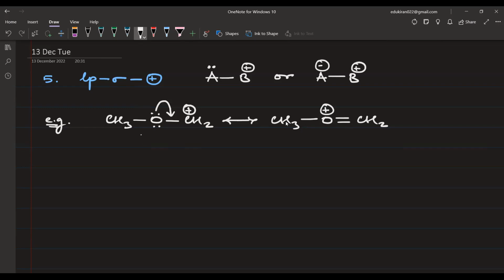So these are the two resonating structures, and the resonance hybrid that you're going to get is CH3 single bond oxygen, single bond CH2. There is a partial double bond character between oxygen and CH2, and both of these are having delta positive charge. Oxygen is neutral, oxygen is positive, carbon is positive, carbon is neutral.